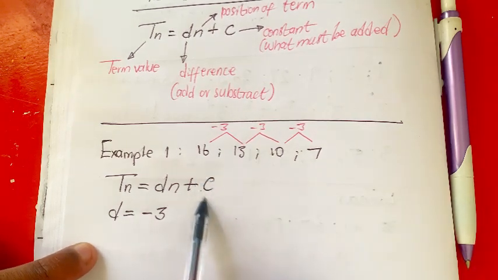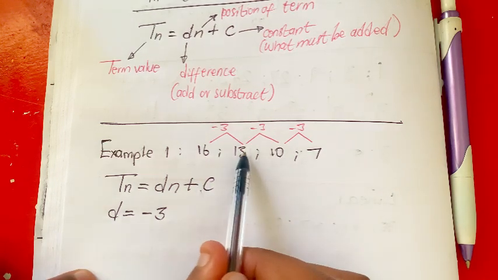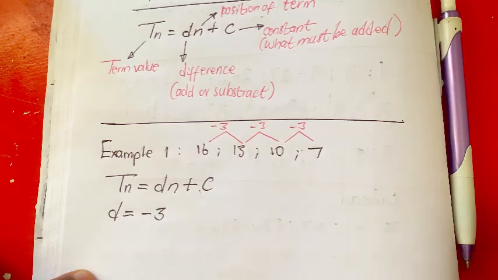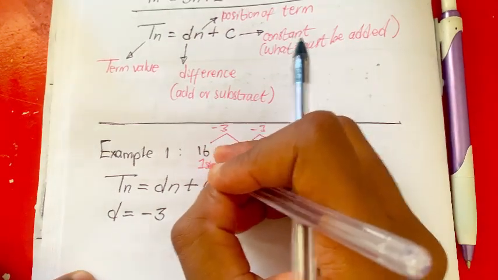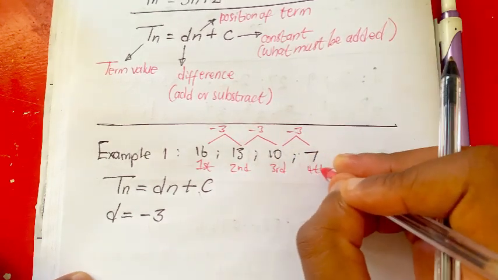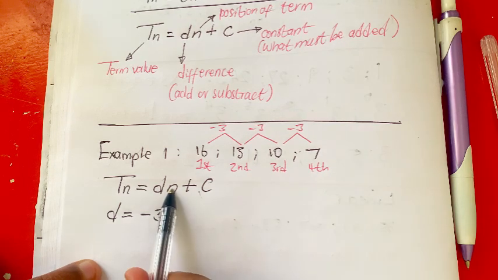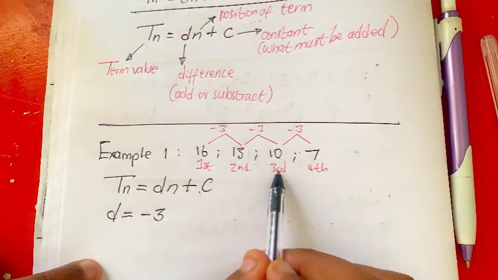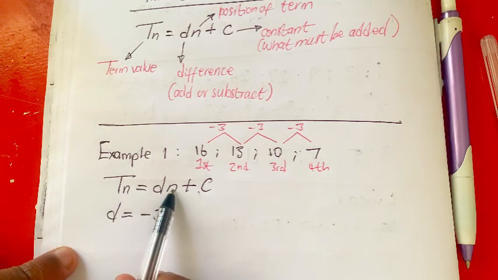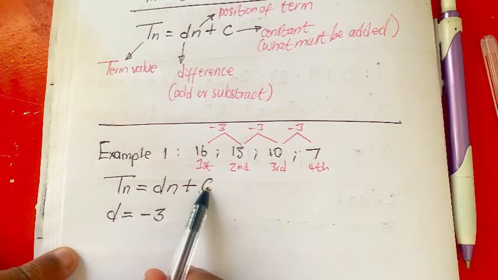So in order to find C, you have the position of each term that you would choose, and you have its value. If you choose position 3, let's say you label this as first, second, third, fourth. If you choose the third position, n will be equal to 3. And the value of the third position is 10. So Tn will be 10. So you're going to put 3 here, 10 here, and the difference. Then you solve for C.